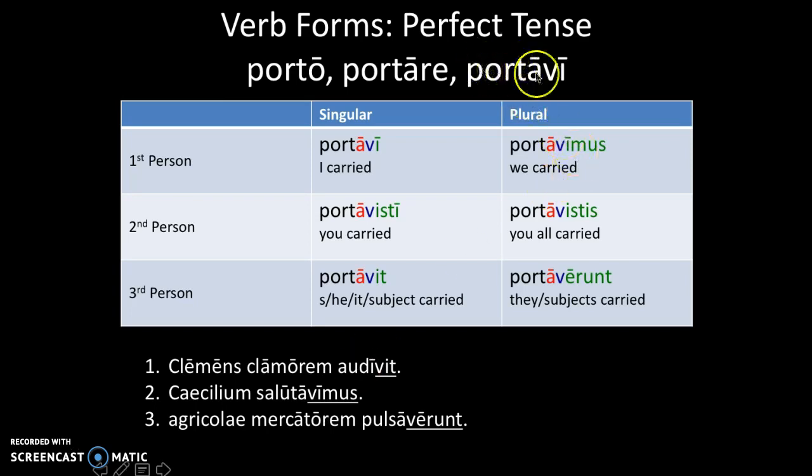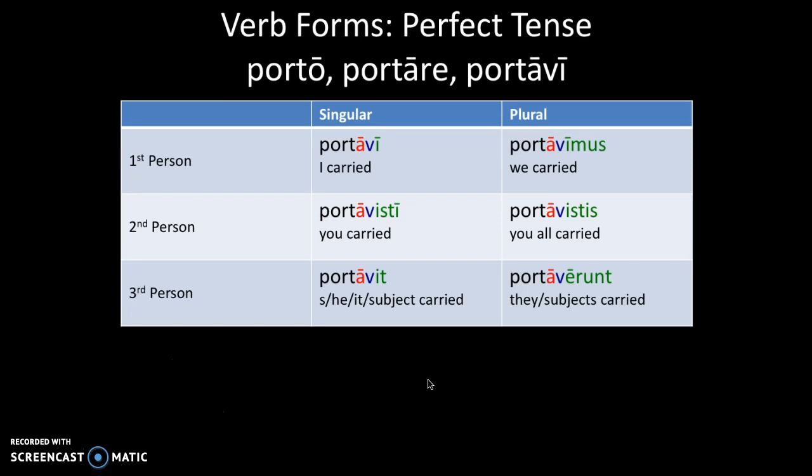All right, and the last tense that you learned in previous years is the perfect tense, and that comes from the third principal part. The endings are i, isti, it; imus, istis, erunt. Copy down these 3 sentences, pause the video, copy them down, and write out your translations.